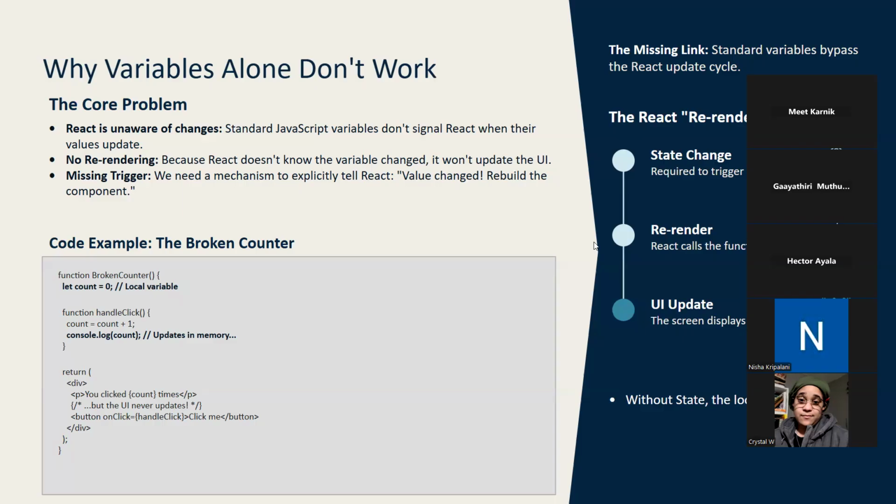That's what this broken counter example on the bottom left is showing. We have a local variable called count, and inside handleClick, we increment it by 1. If we log it to the console, we can see the value changing in memory, but the text on the screen does not update because changing a regular variable does not trigger React's update cycle.